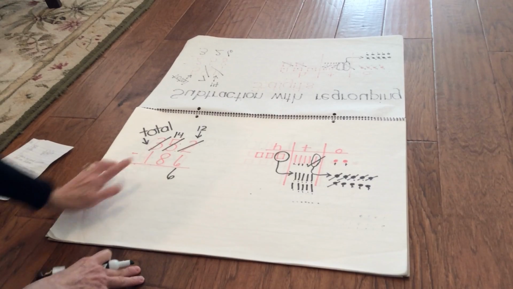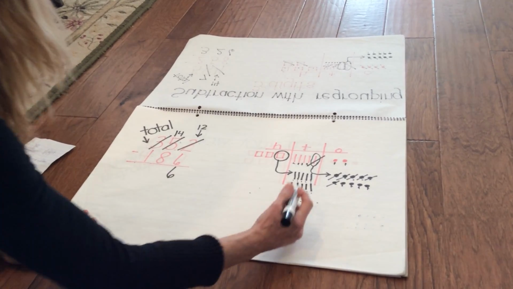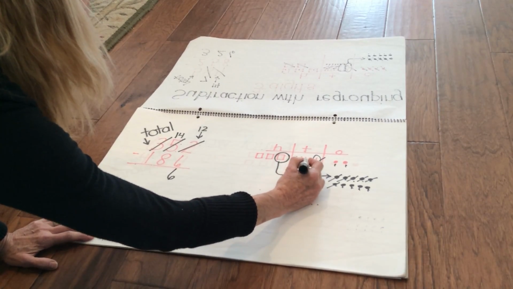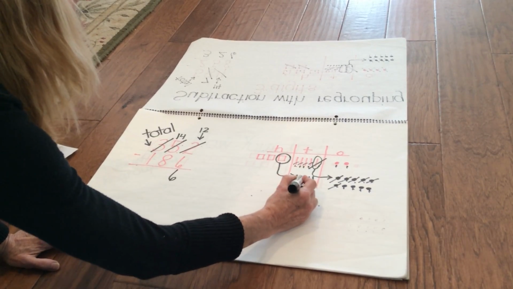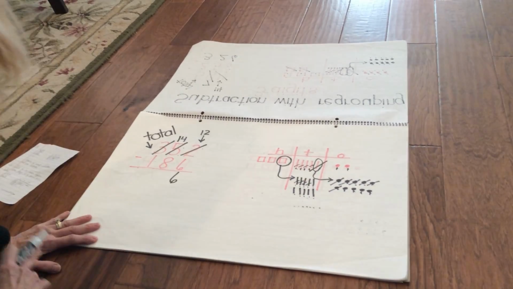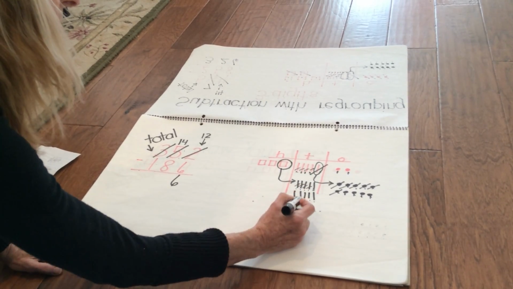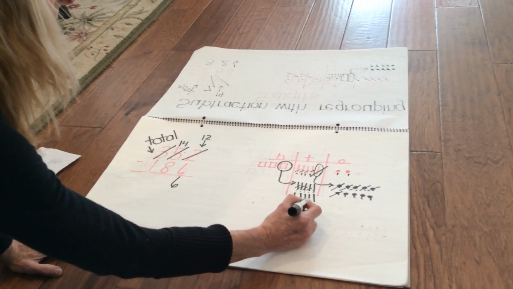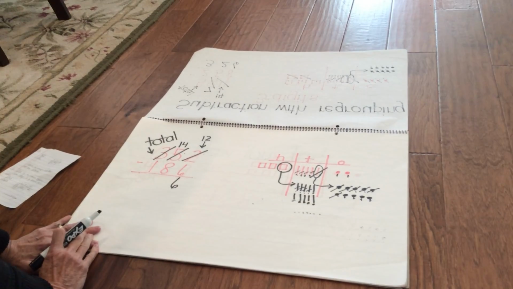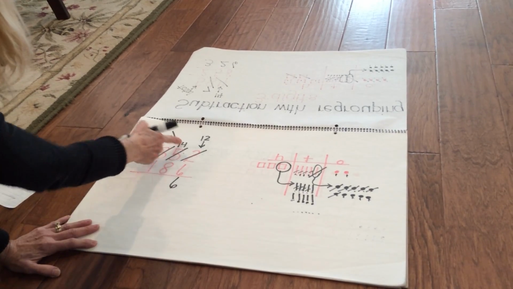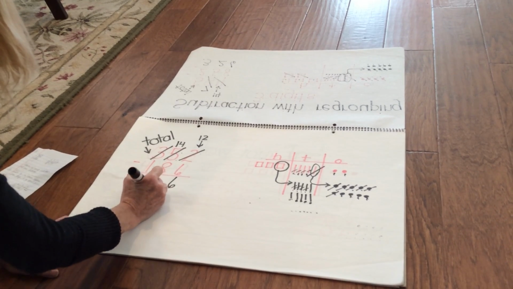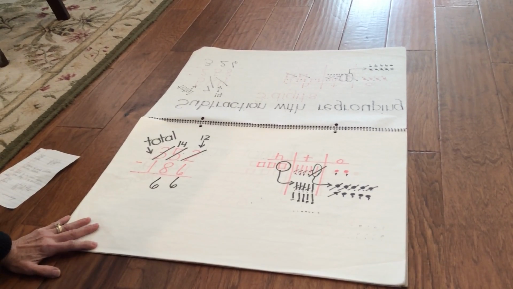14 minus 8, I'm going to take 8 away. 1, 2, 3, 4, 5, 6, 7, 8. And what I have left, 1, 2, 3, 4, 5, 6. I have 6 tens. 14 tens minus 8 tens equals 6 tens.